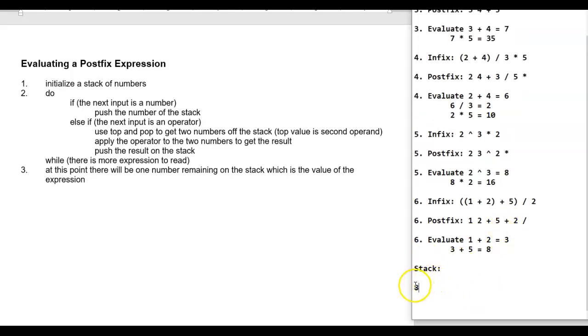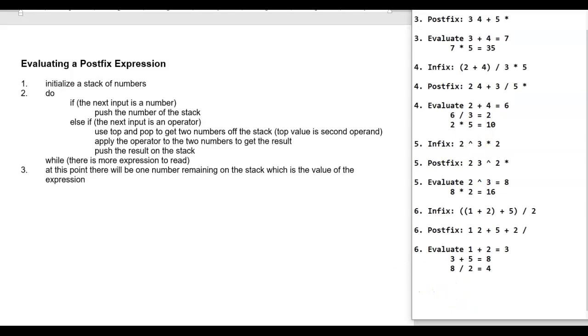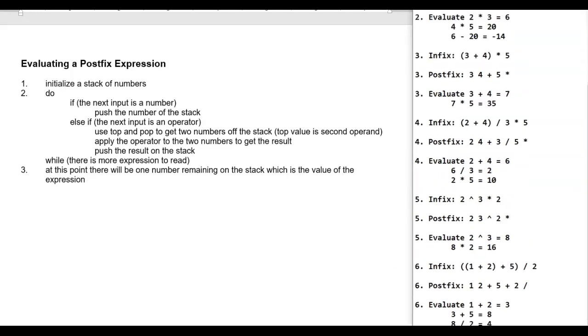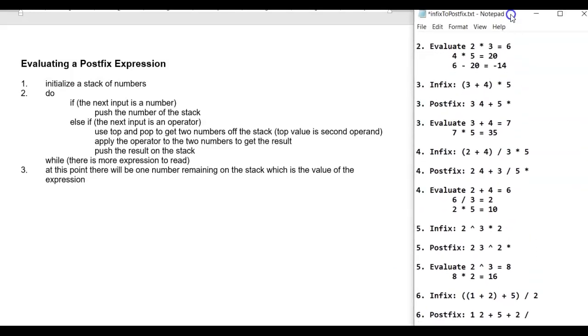Right, so we pop these guys off, and now we push the 8 back on. And then we've got 2, so we push 2. And then we have division. So when we pop those off, we're going to have 8 divided by 2, which is 4. Right, we pop these off, and then we've got 4 on the stack, and 4 is the answer. So this will be 3 plus 5 is 8 divided by 2 is 4. Okay, so there are some examples of how to evaluate all of our postfix expressions.